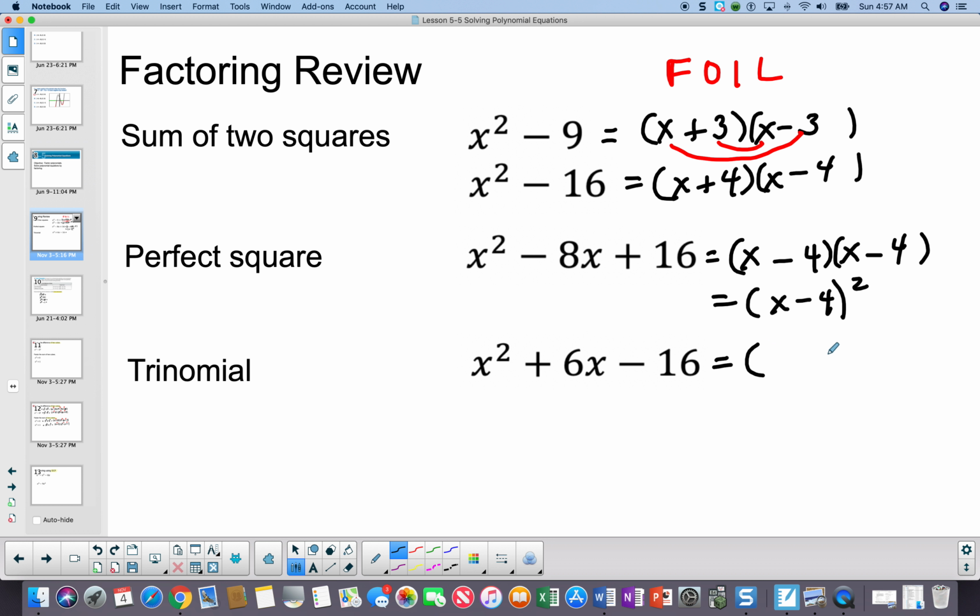This is just an ordinary trinomial. I'm splitting up the x squared, and I'm thinking of two numbers that multiply to make 16. Let's think about 8 times 2. One of them has to be negative. We'll make the 2 negative. When you add these two up, you can see you're going to get positive 6. So it's going to be x plus 8 times x minus 2.